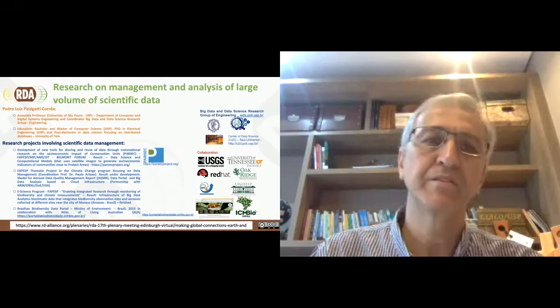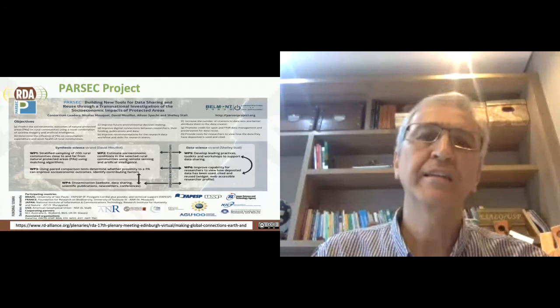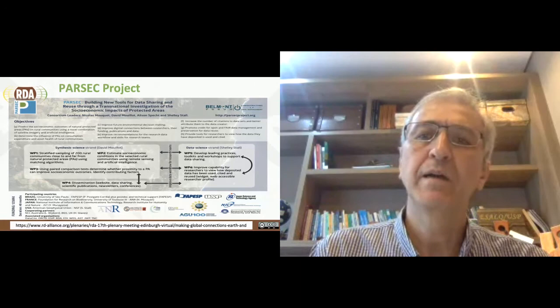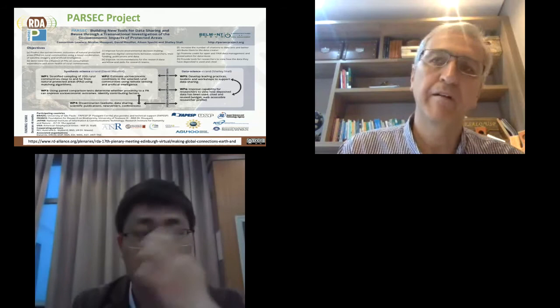One important project that we are involved in right now, supported by FAPESP, the state agency, is to build new tools for data sharing and reuse through a transnational investigation of socioeconomic impacts of protected areas. This is a Belmont project, a forum of research agencies involving Brazil, France, Japan. Professor Moriyama is here, I think.